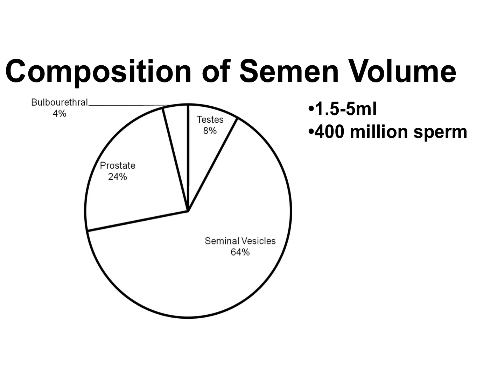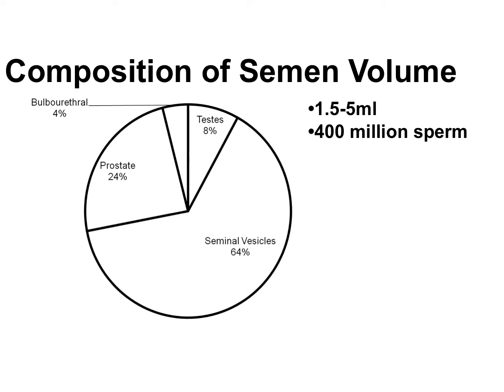To review the accessory glands, let's take a look at the composition of semen. The total amount of semen per male ejaculation is about 1.5 to 5 milliliters. Now, this whole pie chart adds up to 100%. The seminal vesicles contribute 64% of the volume of ejaculatory fluid, which is most of the semen. Next, the prostate gland gives about 24% of the fluids, and the bulbourethral glands contribute a minor 4%. Now, the testes, which are not an accessory gland, contribute 8%.